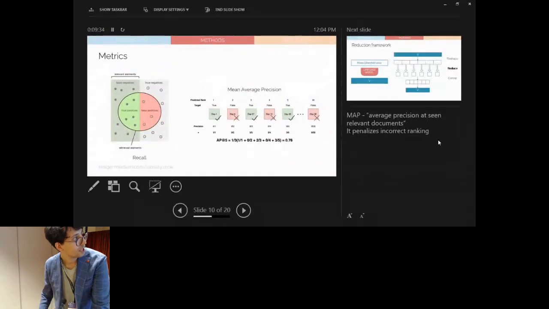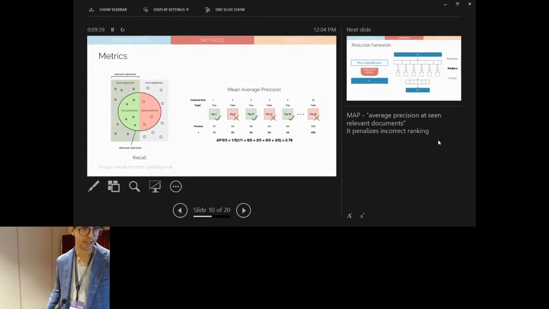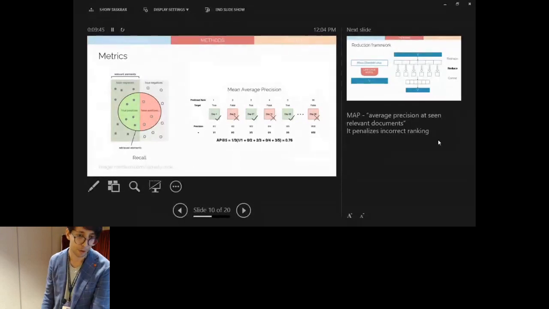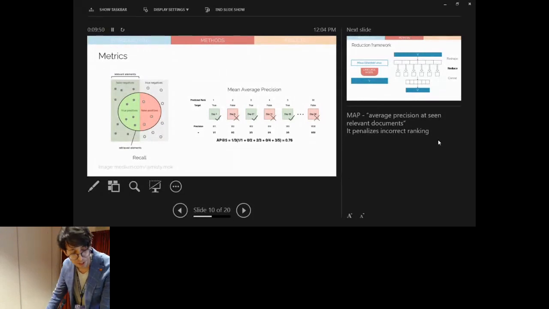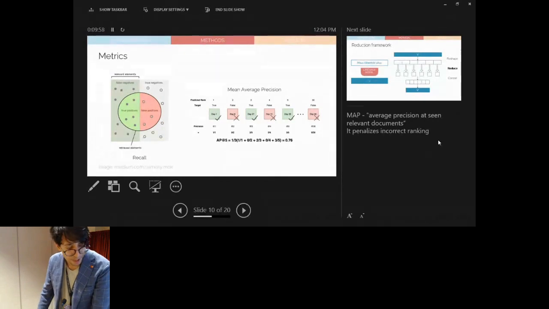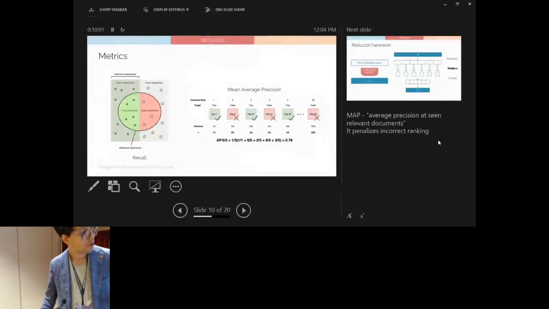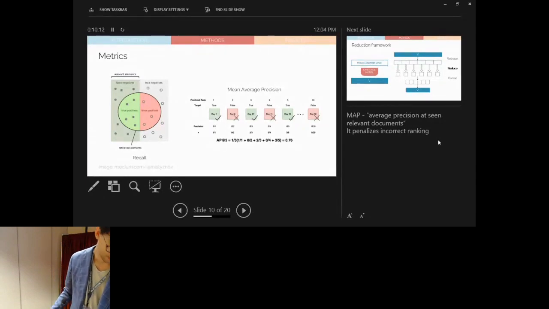And the metrics that we're using are the recall and mean average precision. Of course, the recall is the number of relevant publications that our algorithm has chosen as relevant. And mean average precision can be seen as the average precision at seen relevant documents. Basically, those metrics complement each other: the recall gives us points if we find relevant documents, and mean average precision penalizes us for incorrect ranking of the articles.